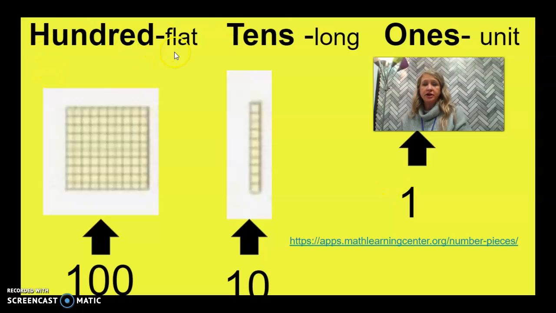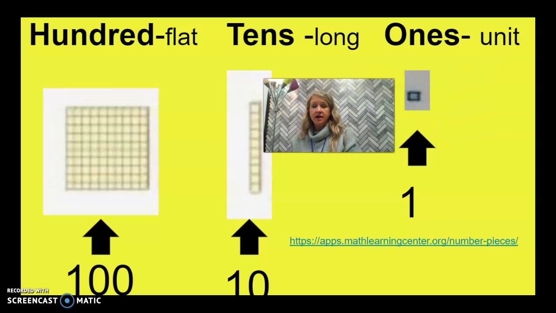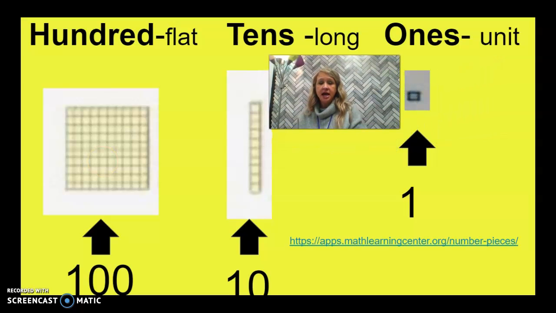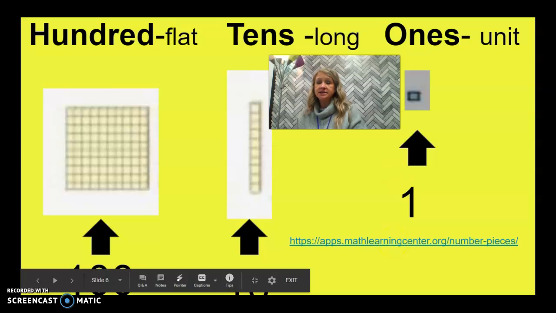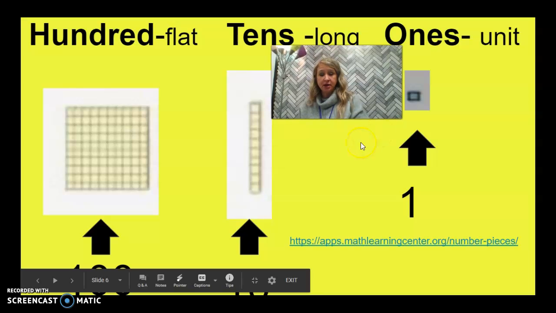A 100 is called a flat. It looks like 100 of the little ones put together, which it is. Then I have a long, which is a 10. 10s are called a long. There are 10 of the little ones in here. And the ones are called units. They are ones. Here is your link to your nice little manipulatives that you can use at home.